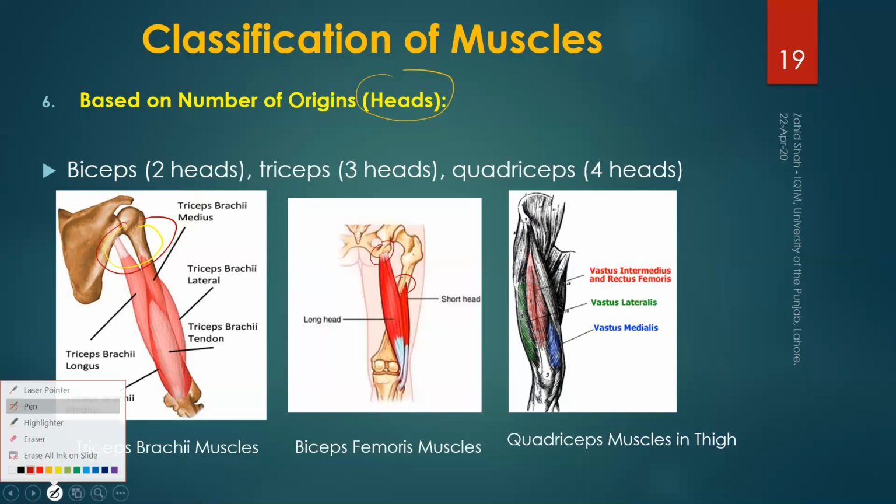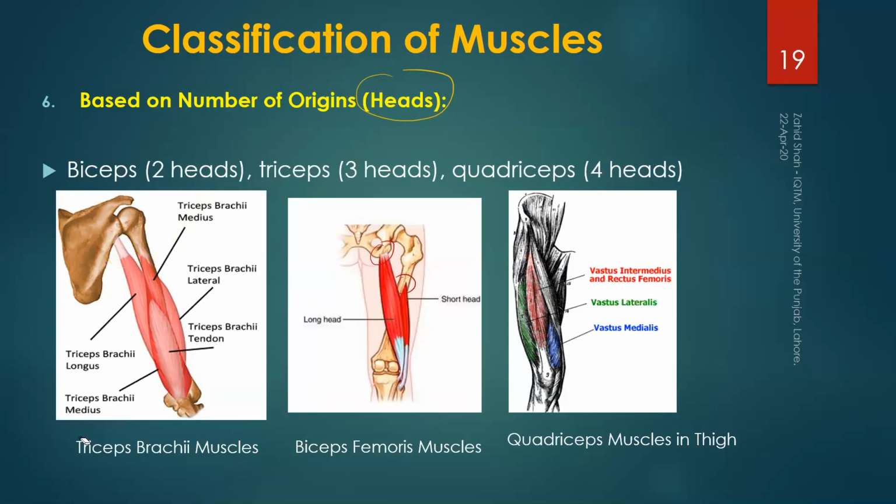The first one is actually triceps. So it has three heads, 1, 2, and the third on this back side. So that is the triceps muscle. This is triceps longus, triceps medius, and triceps lateral. So these are the three further parts of this muscle, and each has one head, so that is why it is triceps. Biceps have two heads, short head and long head.